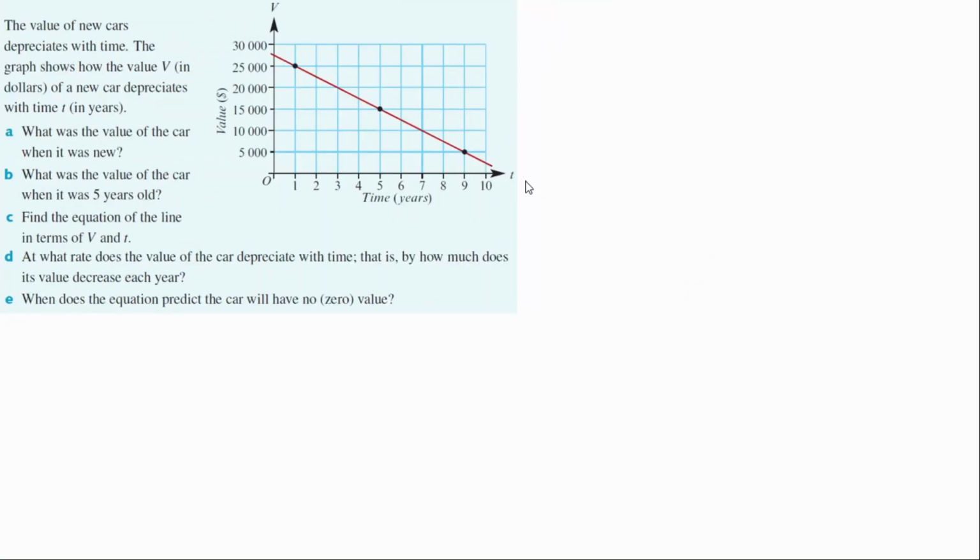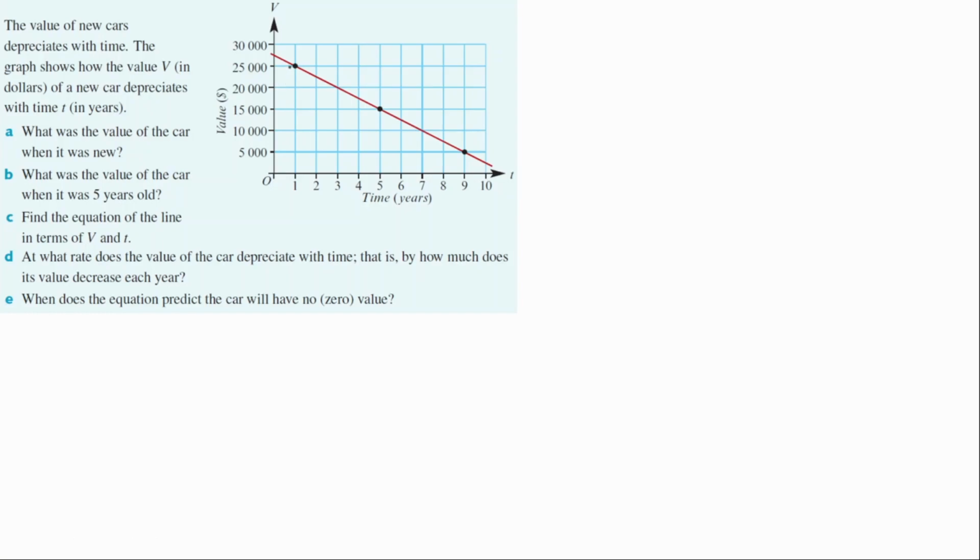Let's have a look at reading negative ones here. So in this case, the value of new cars depreciates with time. The graph shows how the value, V in dollars, of a new car depreciates with time in t years. Alright, so what was the new value of the car when it was new? So straight off the bat, how much did the car cost?